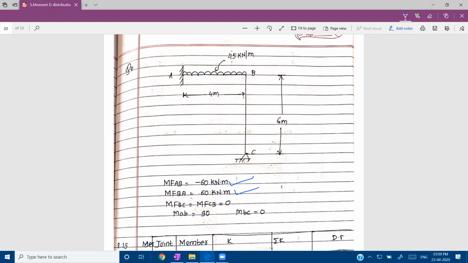Similarly, if you see span BC, there is no horizontal load acting. Therefore, we can see that fixed end moment and span moment both are zero: MFBC, MFCB both are zero. Similarly, MBC span moment is also zero.